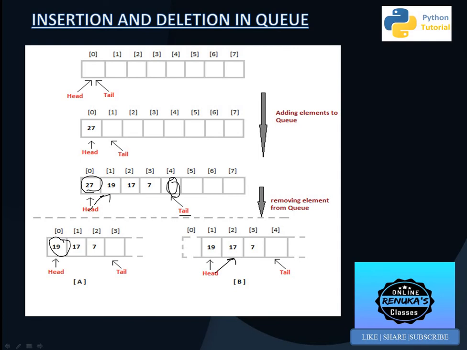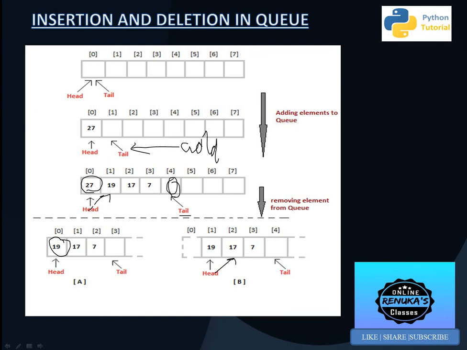We will understand once more. If we are adding one element in the queue, in that case head pointer will point to that element and tail will move to the next one. Then if we are adding the next item, tail will move to the next pointer. So from the rear end we are adding the items, so addition is possible from the rear end.